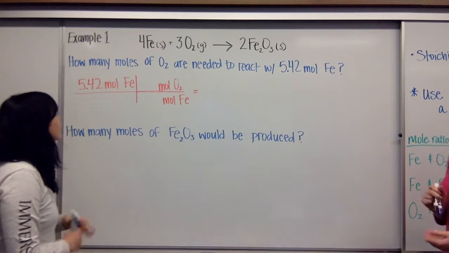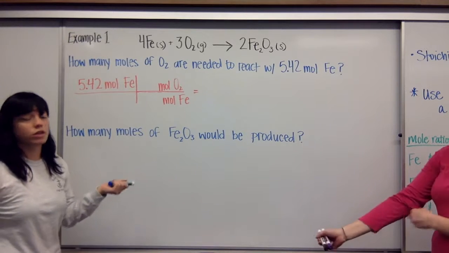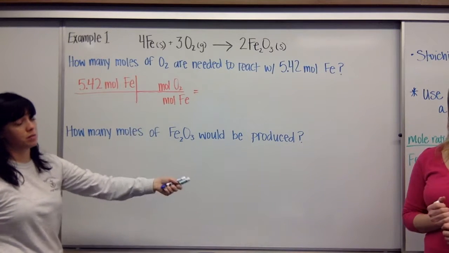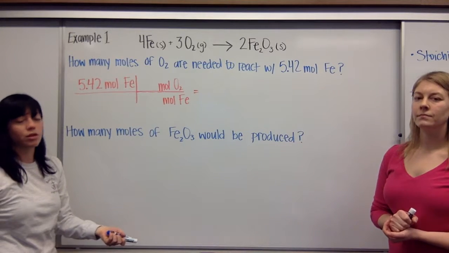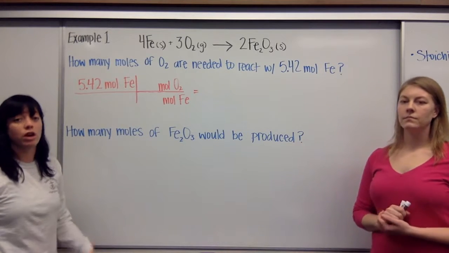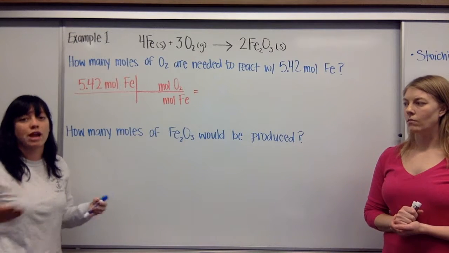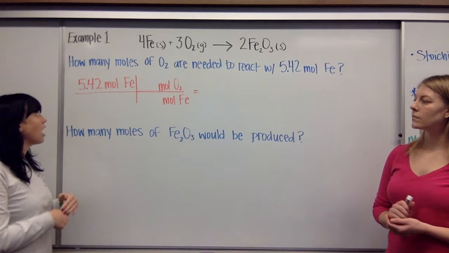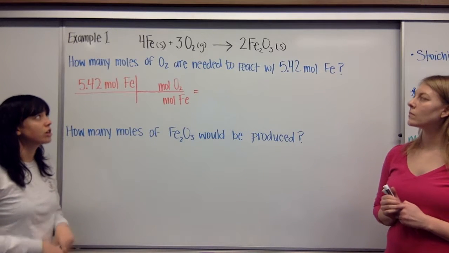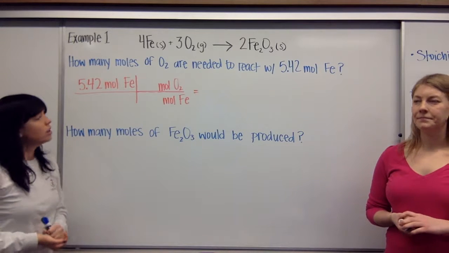So, our first example, we're still going to use the same balanced chemical equation that Ms. Frankovic was using on the last board, and we're going to use some of those mole-to-mole ratios and dimensional analysis to actually calculate how many moles of a reactant or product we need or get. So our first question: how many moles of oxygen gas are needed to react with 5.42 moles of iron?